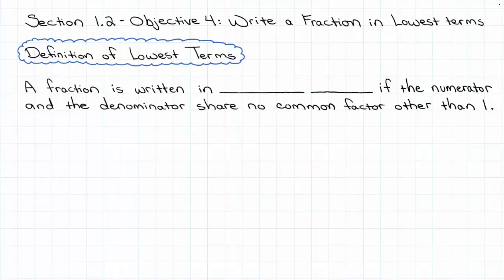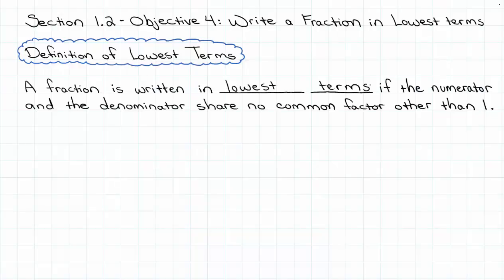Section 1.2, Objective 4: Write a fraction in lowest terms. Definition of lowest terms: A fraction is written in lowest terms if the numerator and the denominator share no common factor other than 1.